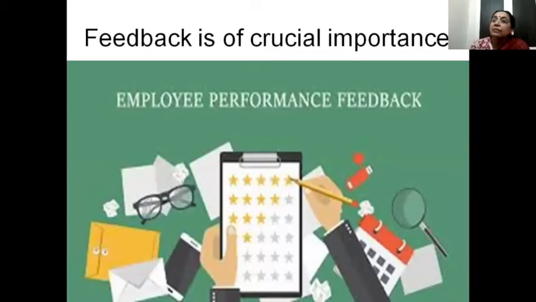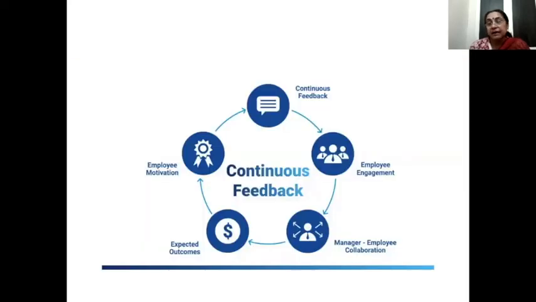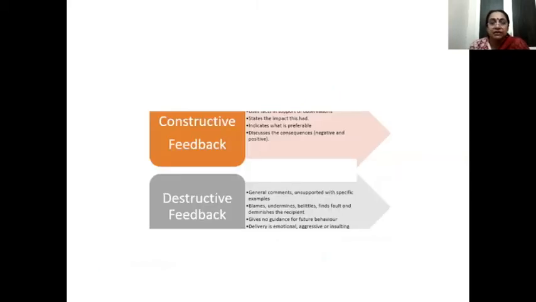Feedback, I kept talking about it. It's such a crucial, important part of everything, is employee performance feedback. The first element is it has to be continuous, because continuous feedback will keep the employees engaged. It will allow for a positive integration of the individual's objectives with the organization's objectives. It will help the individual to achieve individual goals, and in doing so they will be able to achieve the organizational goals, and they'll stay motivated. So continuous feedback is really critical to the entire process of evaluation.